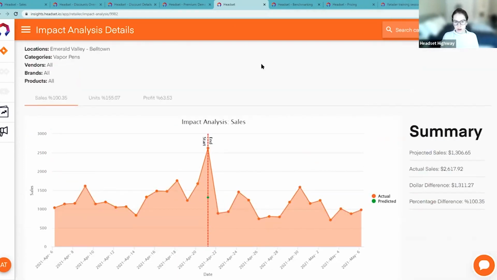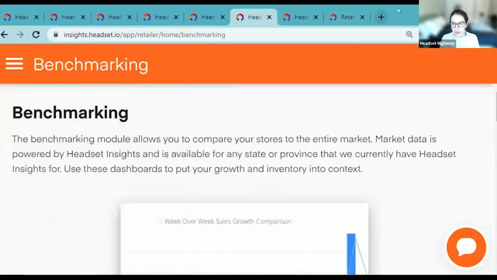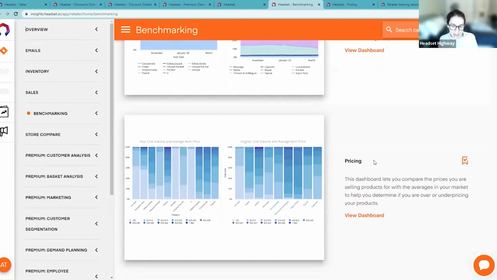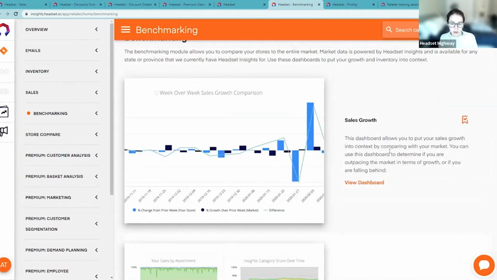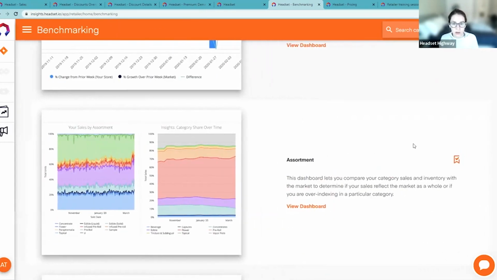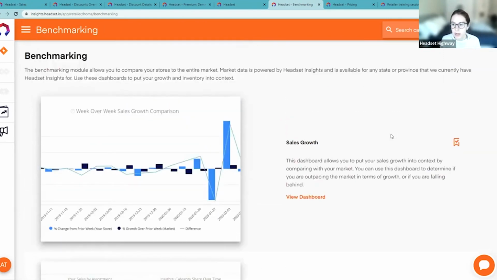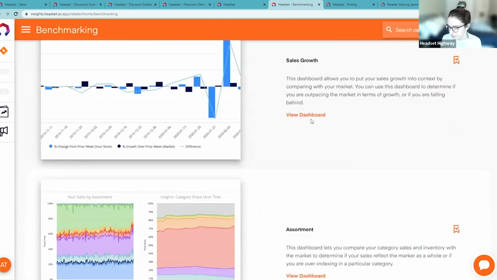All right, if there are no other questions for the impact analysis, I'm going to jump into benchmarking. So benchmarking is, at a high level, the purpose of these is to really help our retailer users compare their performance to a comparable market. So you can use this dashboard. We're specifically going to be looking at our pricing dashboard today, but there's also a sales growth and assortment dashboard as well. So you can compare any one of those to the market that you're in, or a comparable market if we don't have that market available just yet.